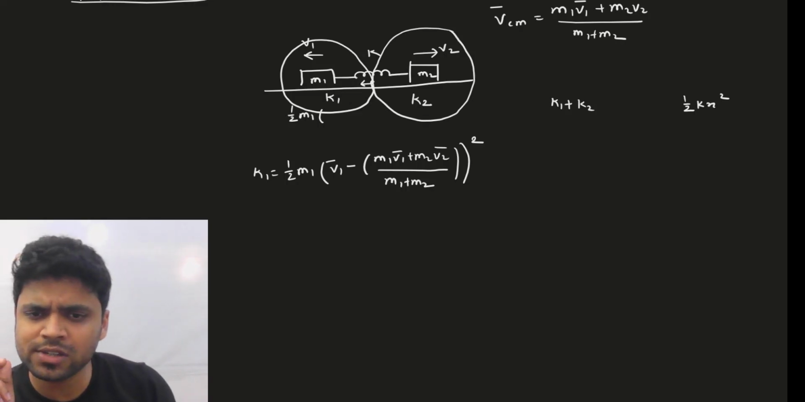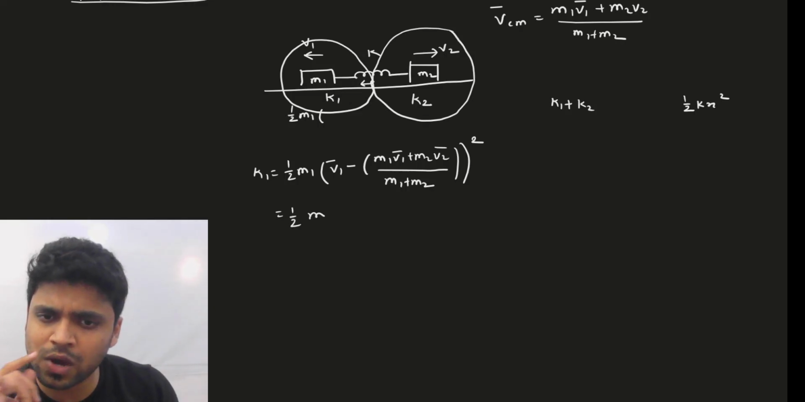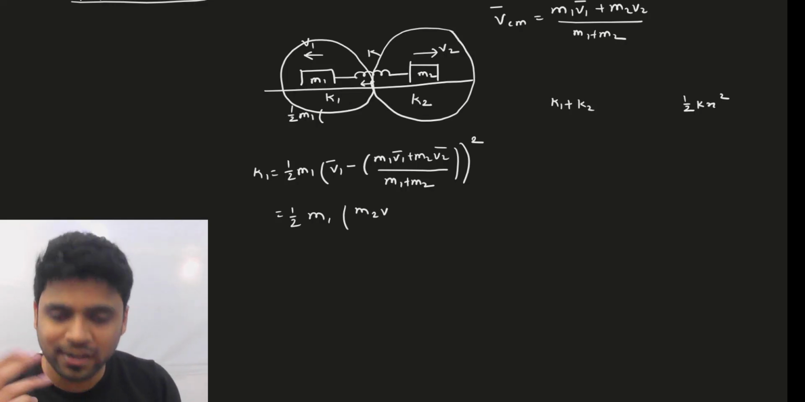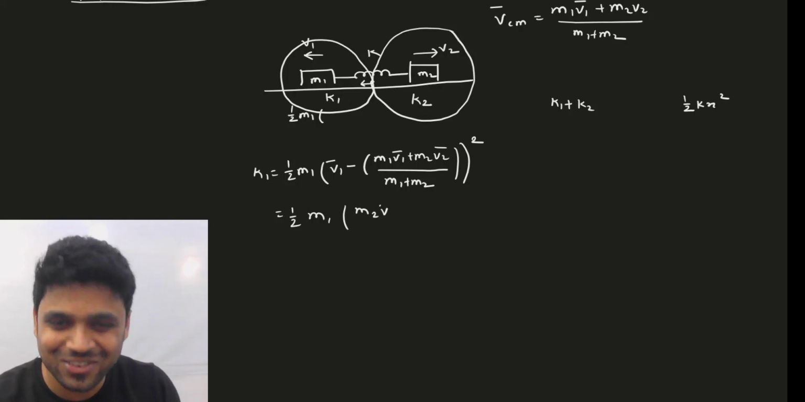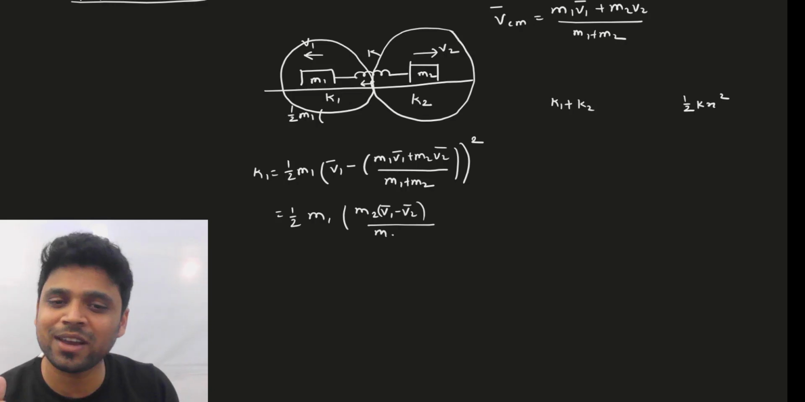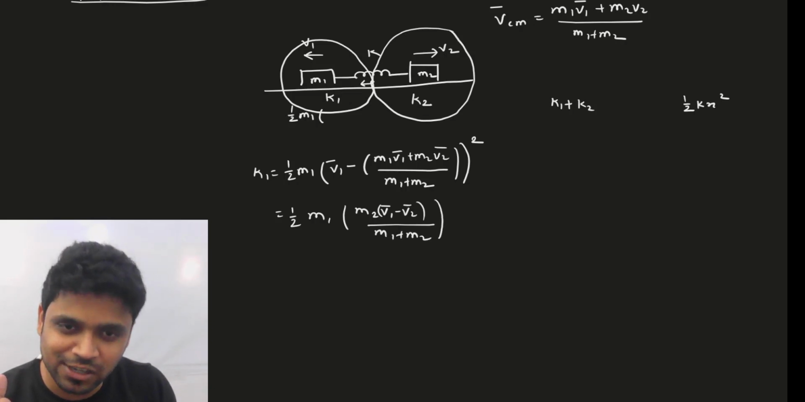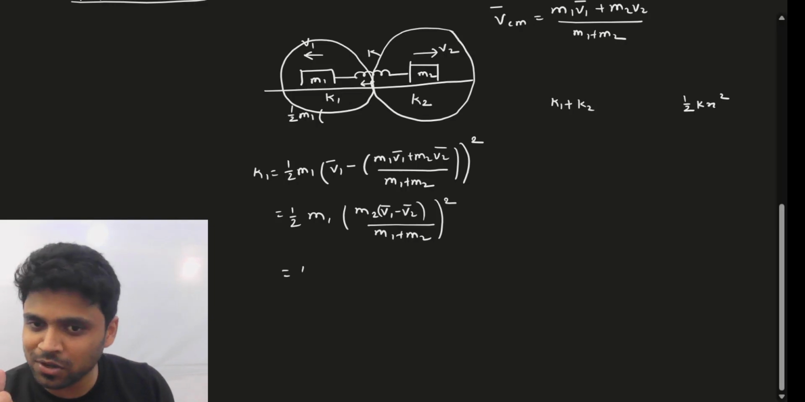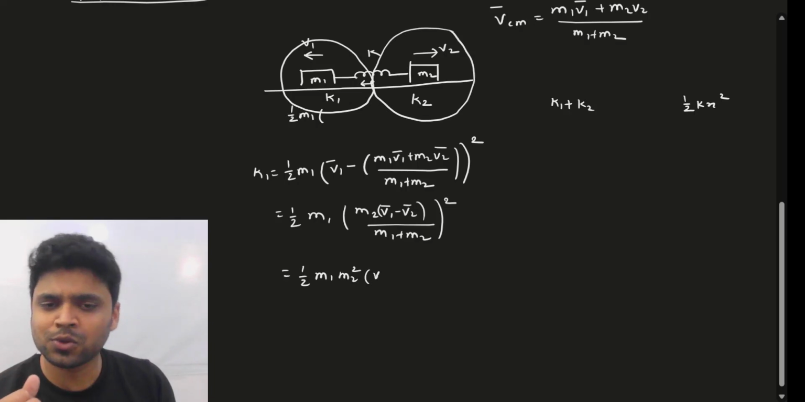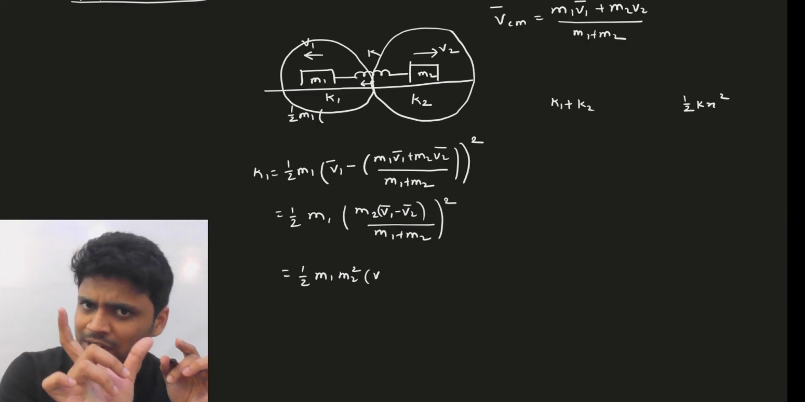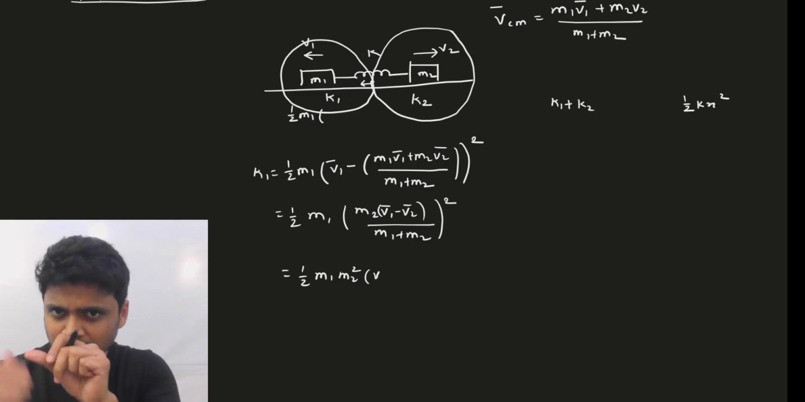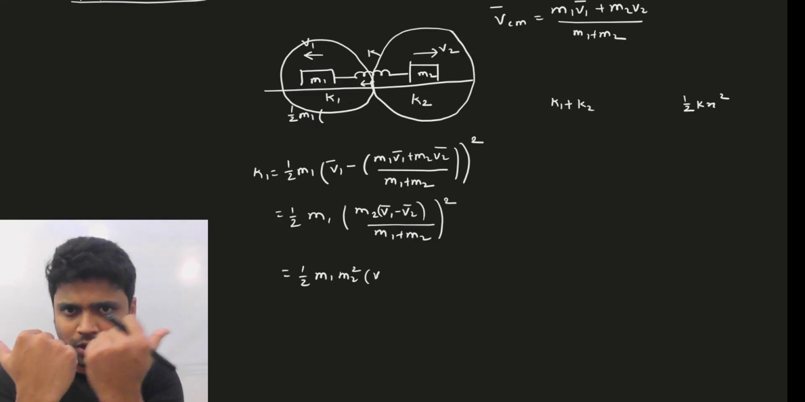You simplify, students, and I'll simply get half m1 times, simply you're getting m2 times v1 bar minus v2 bar divided by m1 plus m2, raised to the power 2. So we're just simplifying that: half times m1 times m2 square times, students, see this v1 minus v2 terminology. v1 is the speed of the left block in the left side, v2 is the speed of the right block in the right side.